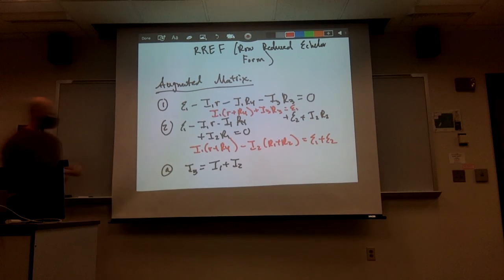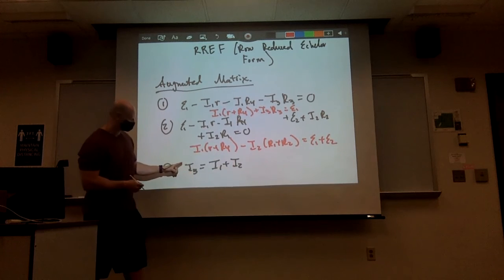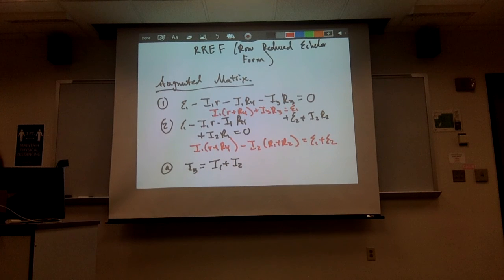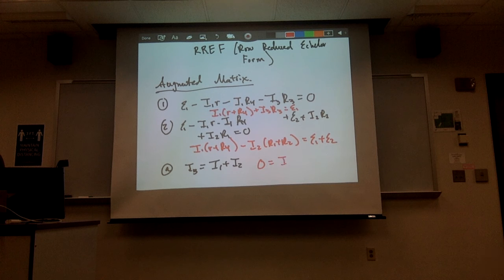And then finally, for down here, I'm simply going to move this guy to the other side. So I'm going to get 0 is equal to I1 plus I2 minus I3. Over here, we're going to get 0 is equal to I1 plus I2 minus I3.